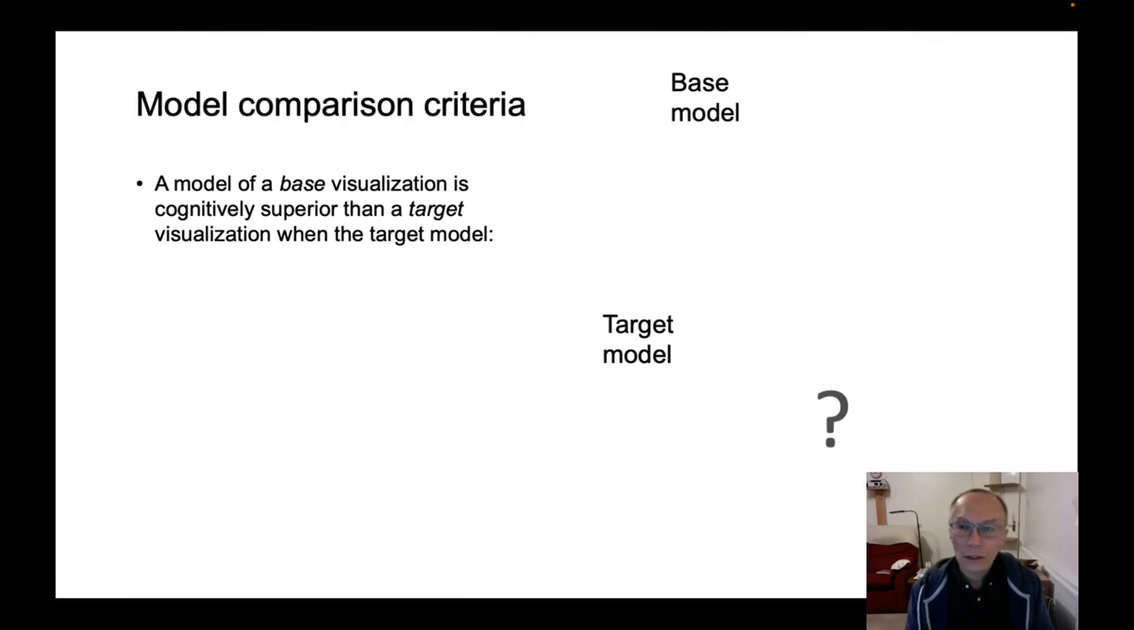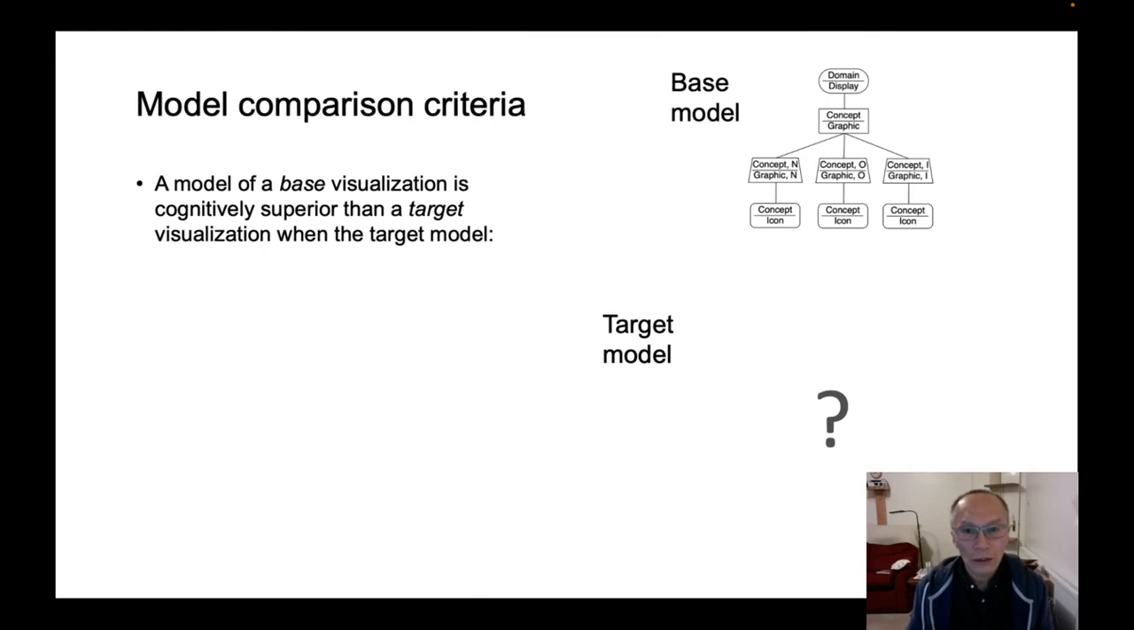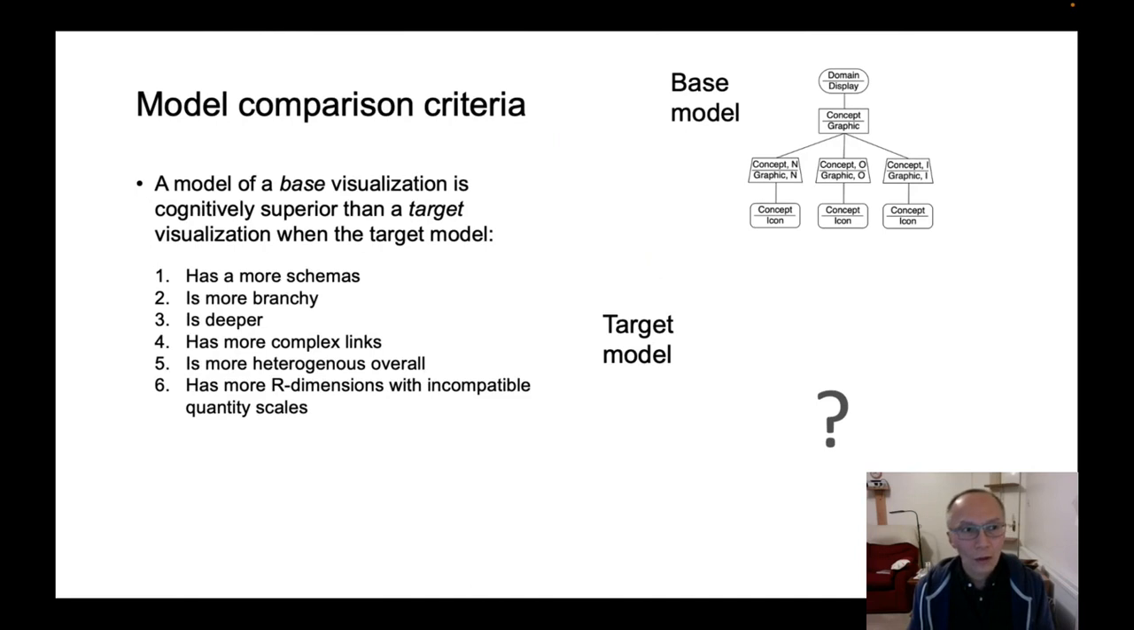So what are the kinds of criteria that we can use for quantitative evaluation? Let's have a base model, which we're going to compare with various target models. We can identify various criteria. A model of a base visualization is going to be cognitively superior to a target visualization when the target model meets some or all of these criteria. This comparison is done on the basis that the visualizations must be informationally equivalent and on an everything-else-being-equal basis. Let's consider each one of these criteria in turn.